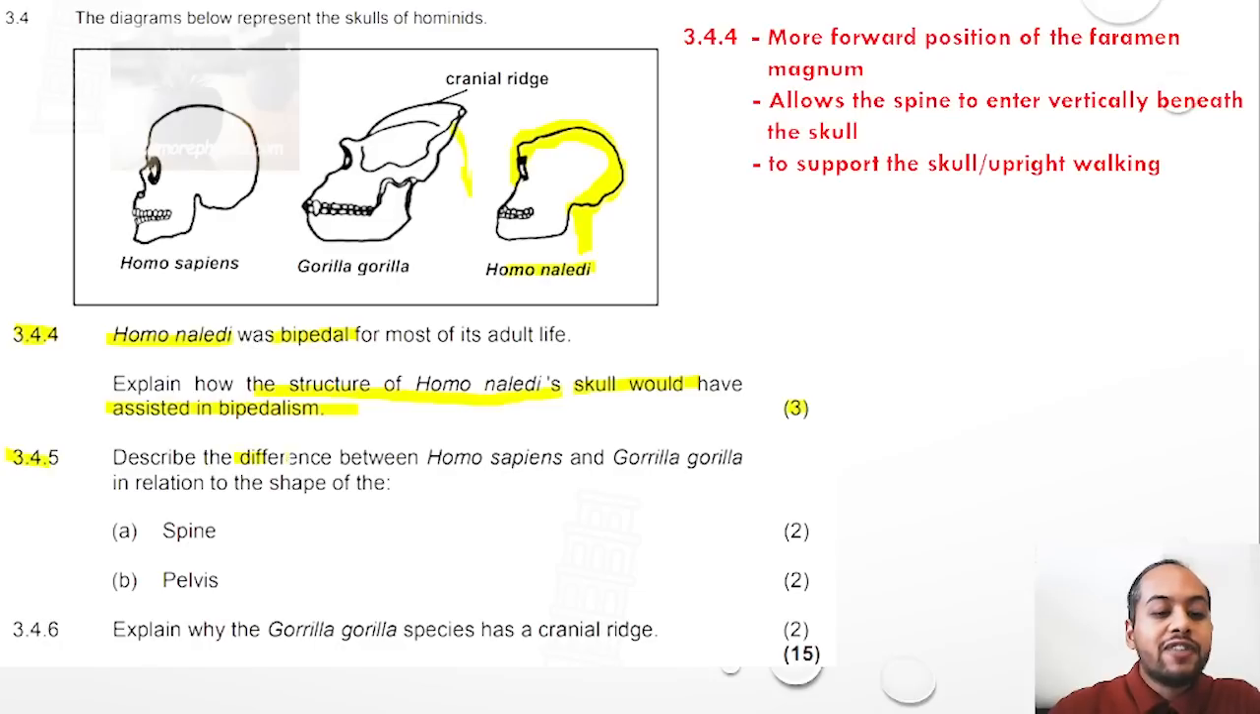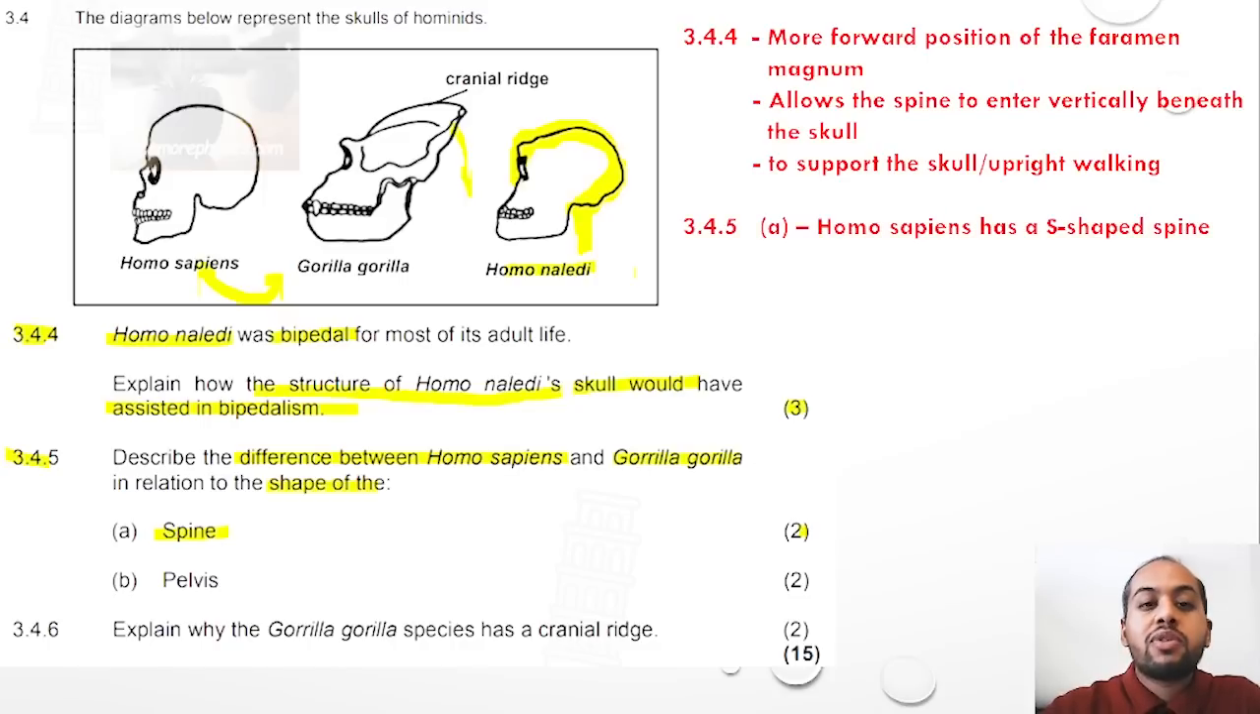3.4.5, describe the difference between Homo sapiens and gorilla in relation to the shape of the spine. If we look at Homo sapiens compared to gorilla, Homo sapiens is the modern day humans, but gorilla is the African apes. We know that the one is S-shaped and the other one is C-shaped. Therefore, Homo sapiens has an S-shaped spine, but gorilla, they're the African ape, therefore they have the C-shaped spine. The next thing, the shape of the pelvis.